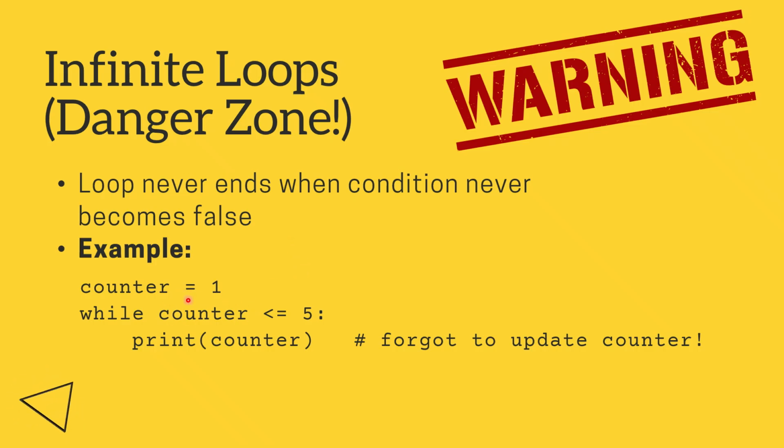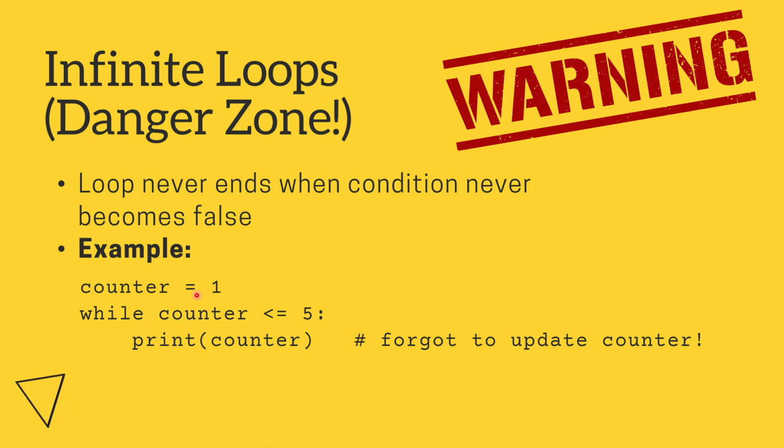So for instance, looking at this code here, we're taking the counter and making it equal to 1. Then we say while counter is less than or equal to 5, we're going to print counter. But the mistake is that we never do that increment. So it's always going to equal 1. We forgot to update the counter. So this loop is going to keep printing 1 forever because the counter never increased.